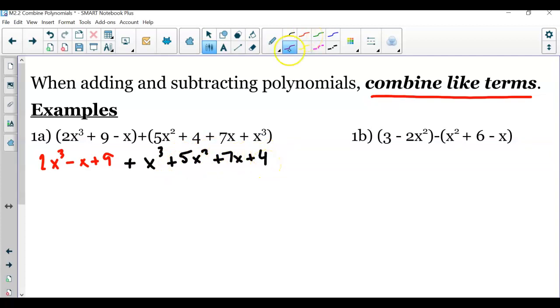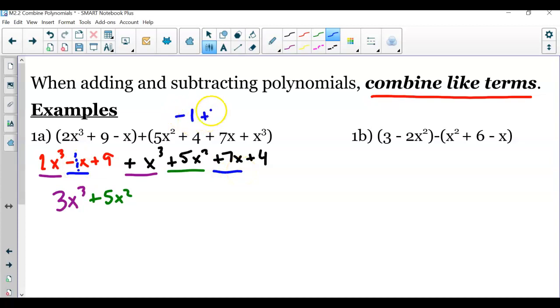Now combine like terms. Here we have x cubed, so 2x cubed plus 1x cubed, now we have 3x cubed. Now, notice how we have x squared here, but no other x squared term to combine with, so we just bring it down: 5x squared. Now we do have x. We have a negative x here, negative 1x plus 7x. Negative 1 plus 7 is positive 6, so plus 6x. And then last, our constant: 9 plus 4, which is 13. So notice how, again, we're writing our answer in standard form and just combining like terms.